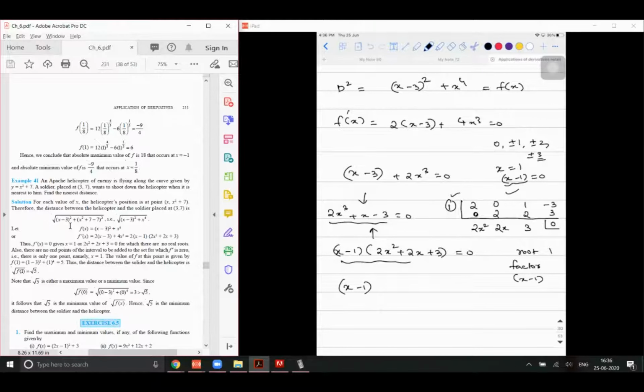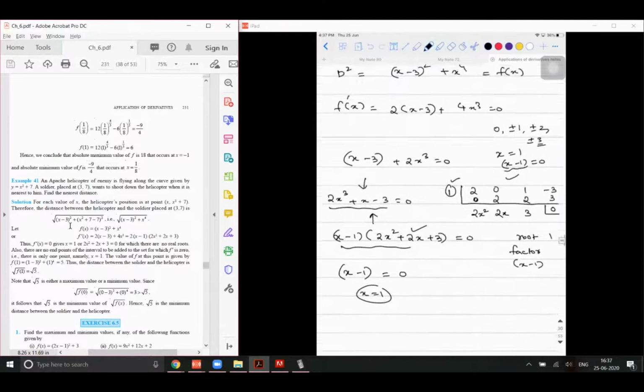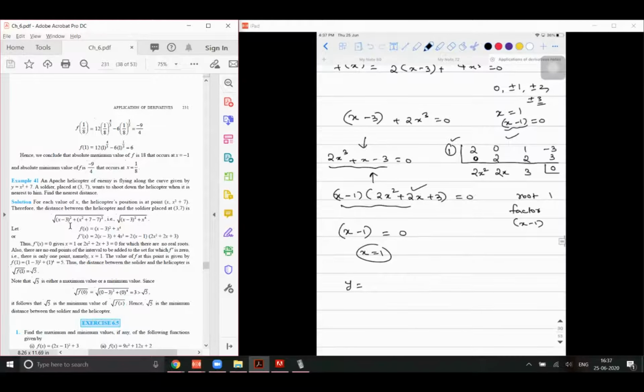So x minus 1 into, if I am not wrong, the discriminant of this quadratic equation is less than 0, so it will not have real roots. So x is equal to 1 would have been the answer. 2x square plus 2x plus 3 can never be 0 because its discriminant is less than 0. So x is equal to 1, correct? So when I substitute x is equal to 1 in the curve, what is the value of y? 8. So what is the point? The required point is 1, 8.